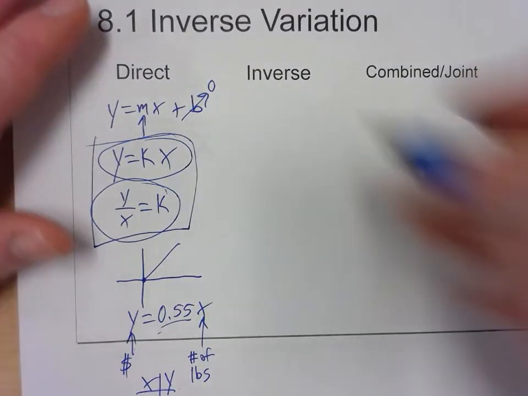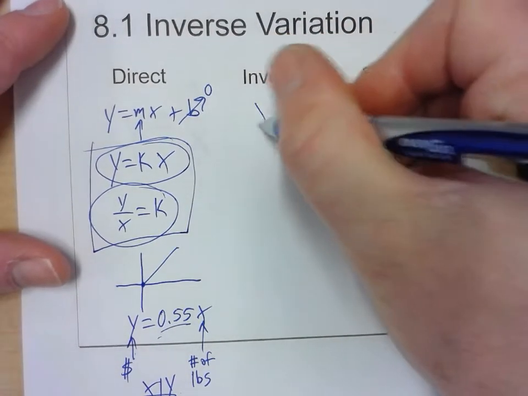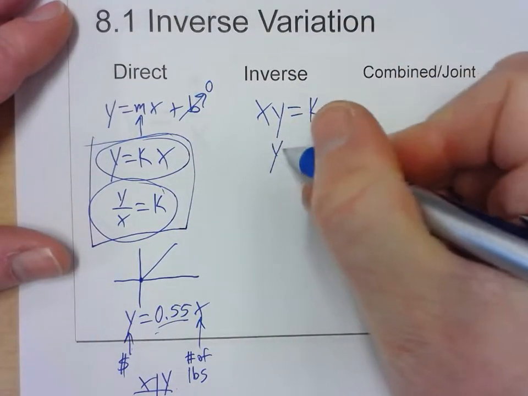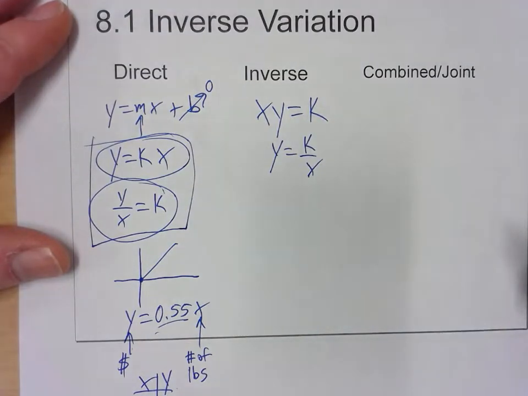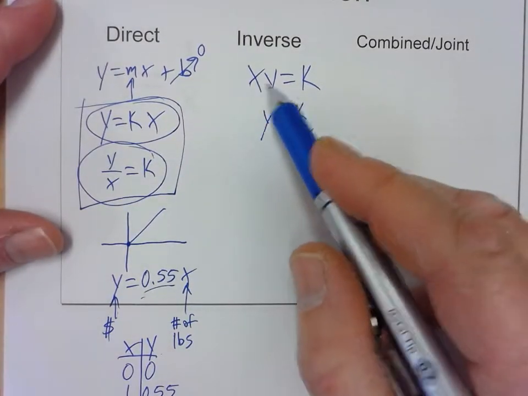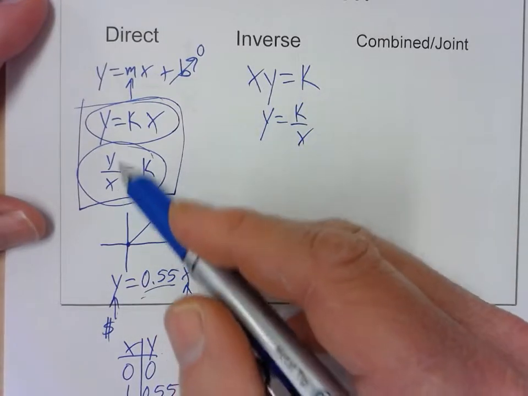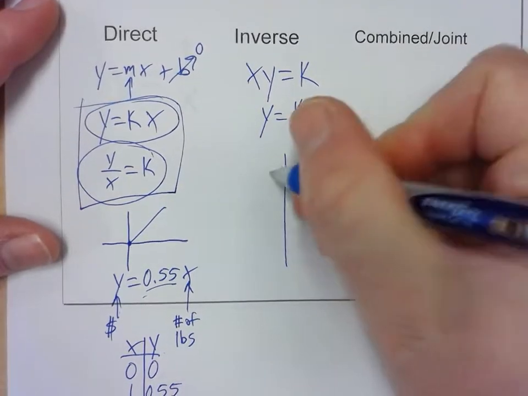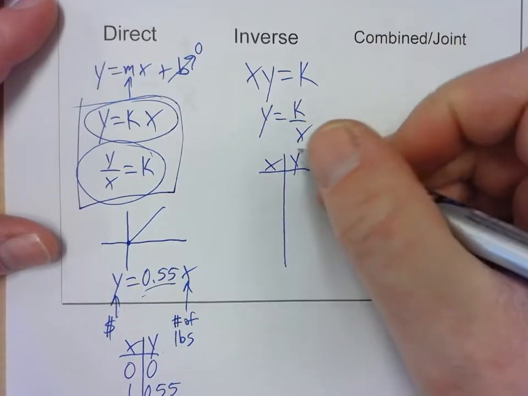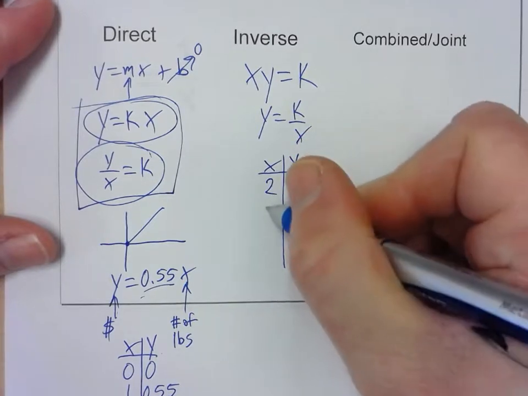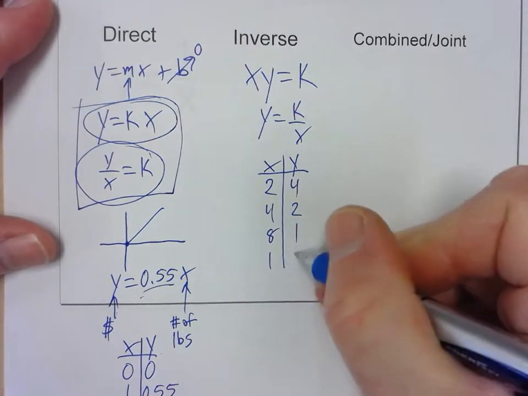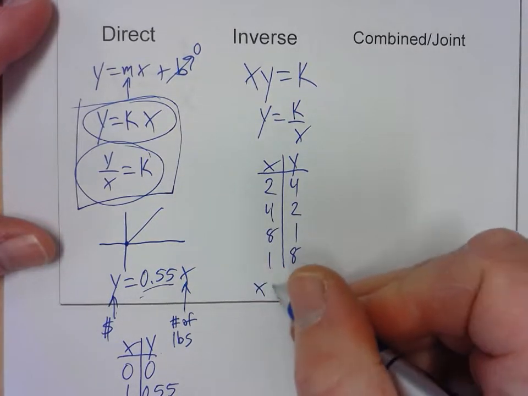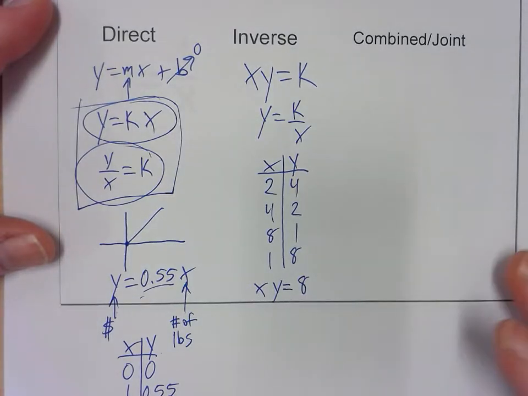Okay, inverse variation has x times y is equal to a constant, or you can divide the x over and you get y is equal to k over x. So in this situation, you're multiplying two numbers together to get a constant. Here, we're dividing two numbers to get a constant. So that's kind of the difference between the two. So this would look like 2 and 4, 4 and 2, 8 and 1, and 1 and 8. So what's going on here is if I multiply these together every single time, we get 8. So x times y would be equal to 8.